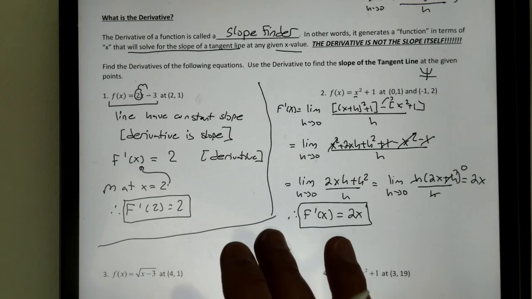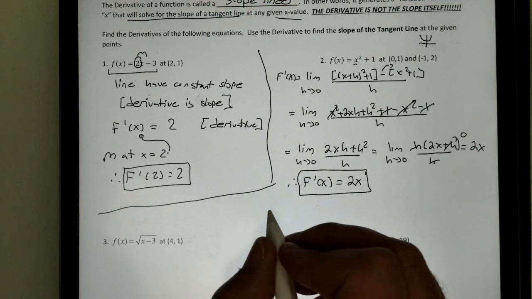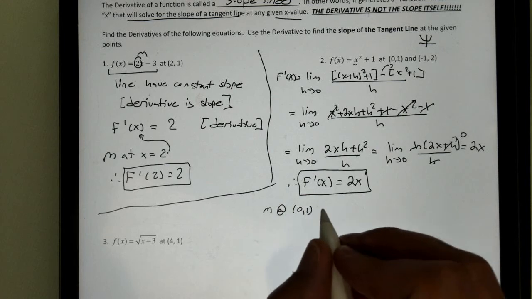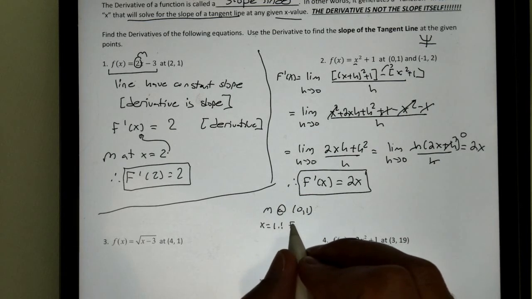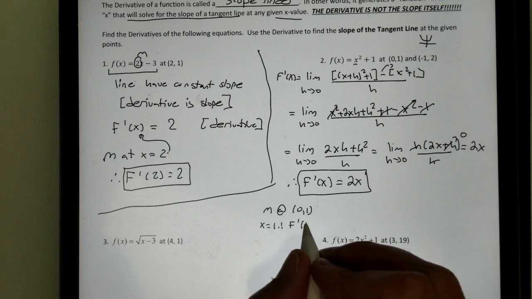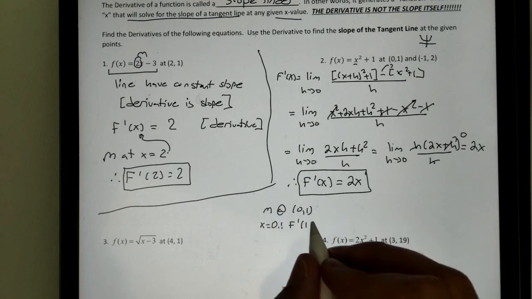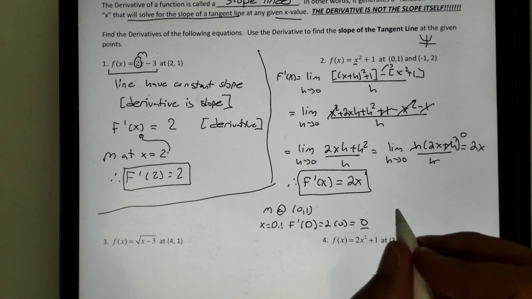Now, we're not done here because they say find the slope at the following points. So we want to find the slope at the point (0, 1). Well, in this case, x is 0, so the slope, which is the derivative, is 2 times 0, which is 0.